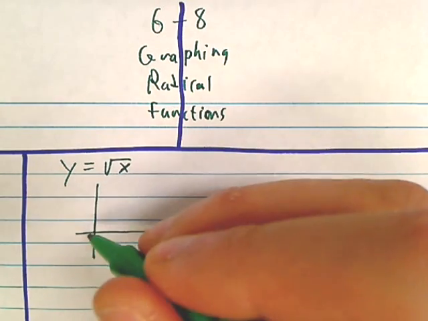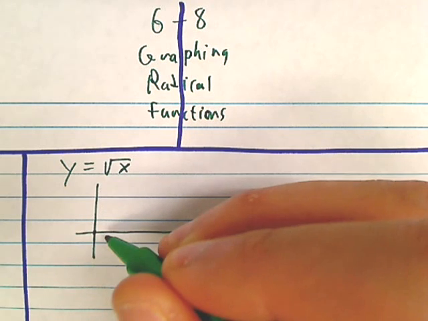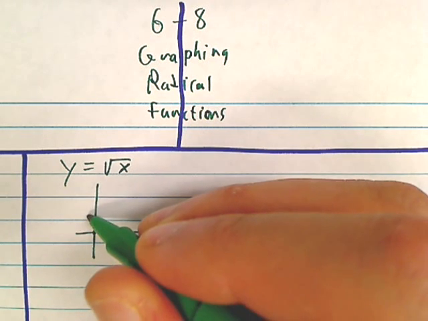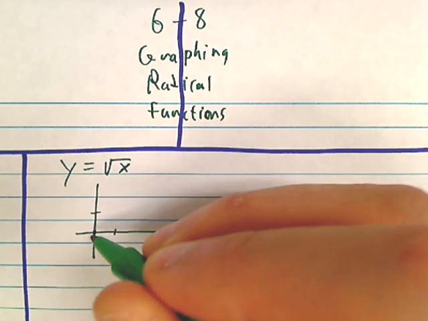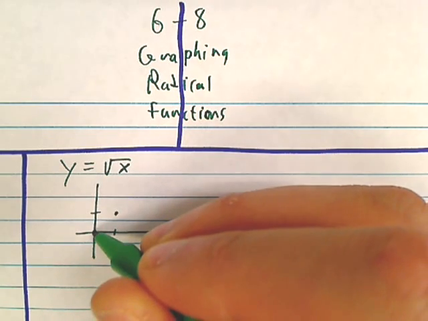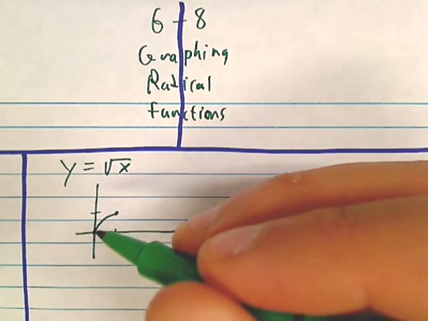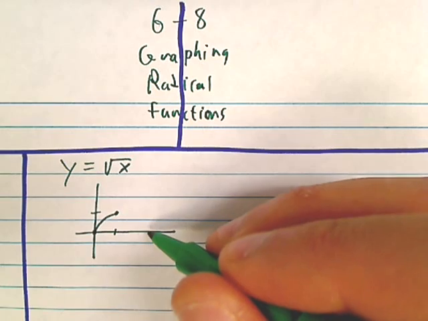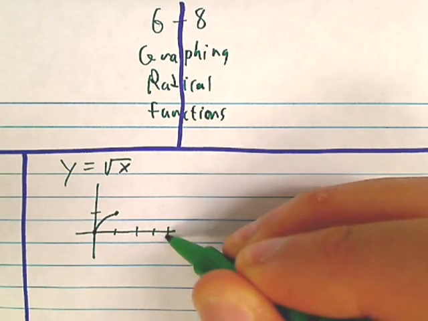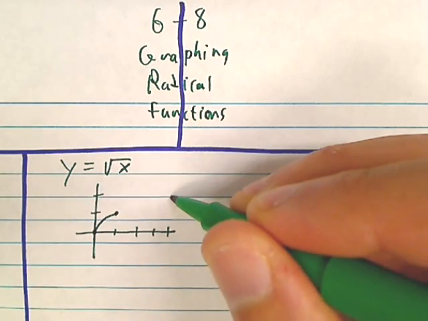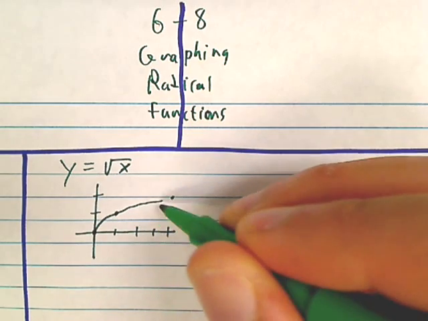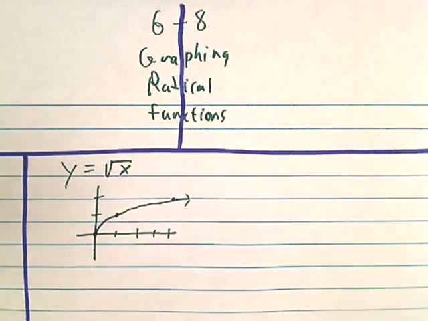So let's get our graph here. The square root of 0 is 0, and the square root of 1 is 1. So let's include those points. The square root of 0 is 0. The square root of 1 is 1. The square root of 4 is 2. And that's as far as we'll need to put points. There we go. So that's a square root graph.